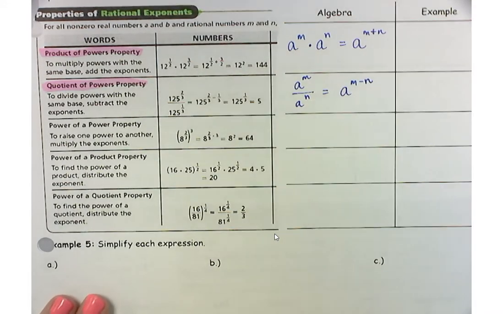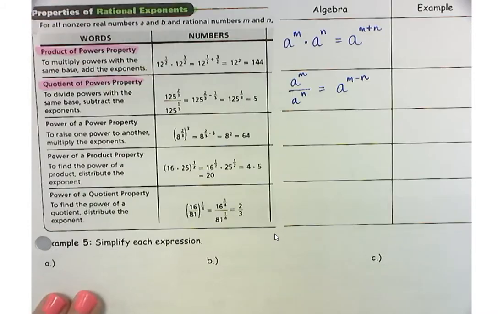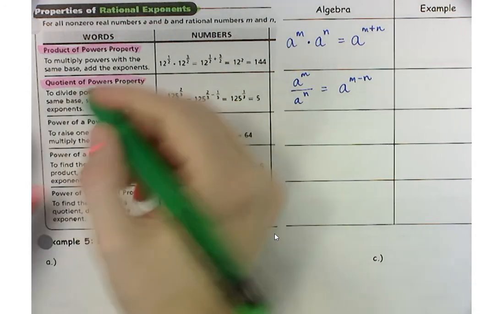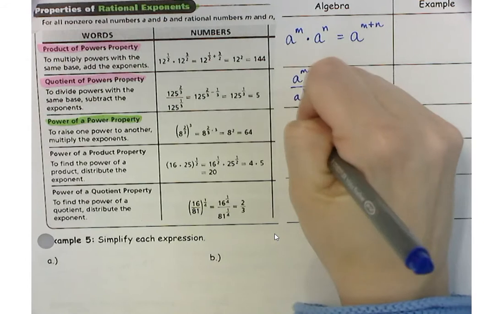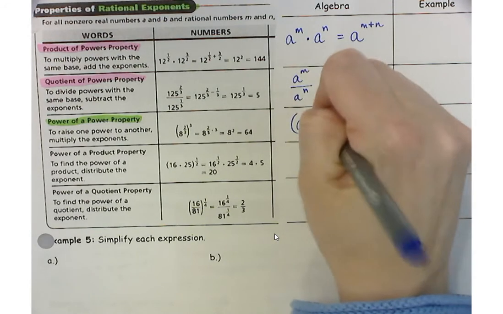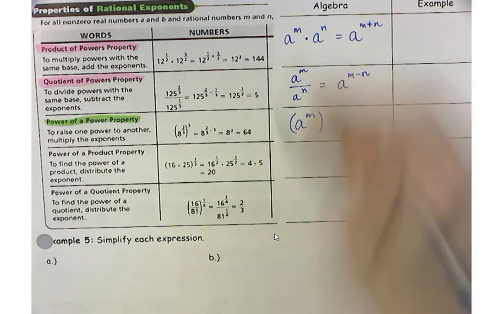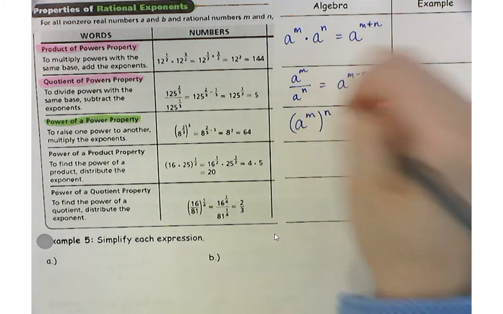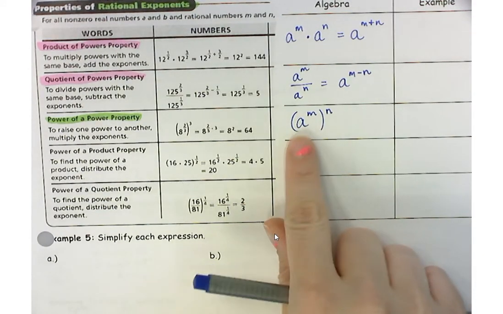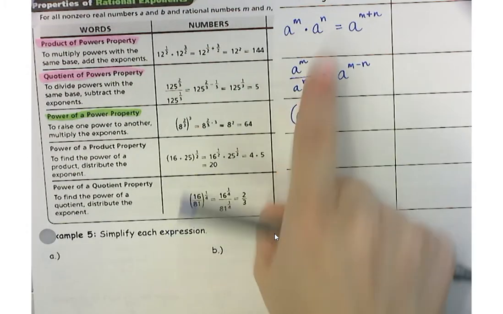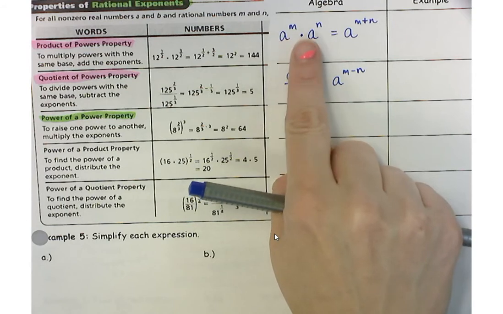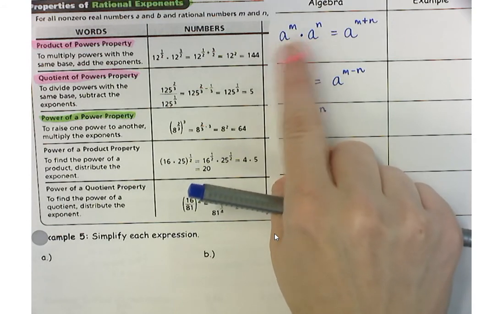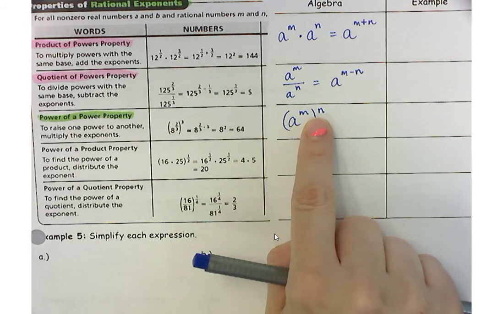The power of a power is when you have one base, but an exponent is raised to another power. So it's a to the m to the n, and sometimes these two get mixed up. So I like to point out that in this case, you can see two bases. You can see a in both of them. Here, it's the exponent to the exponent, and that's when you are going to multiply.